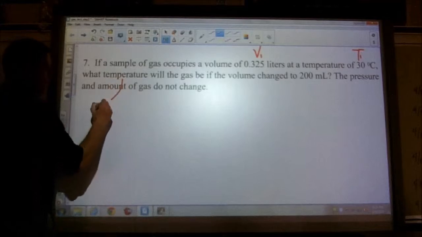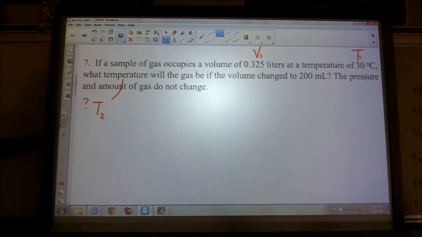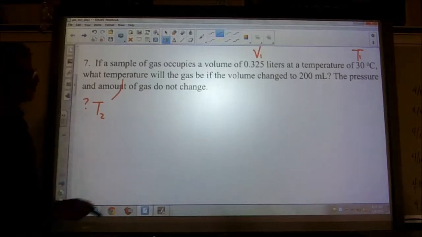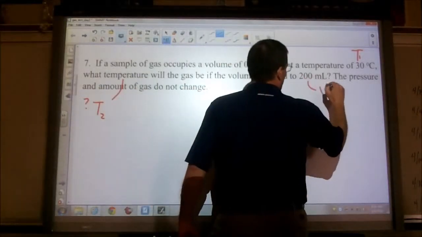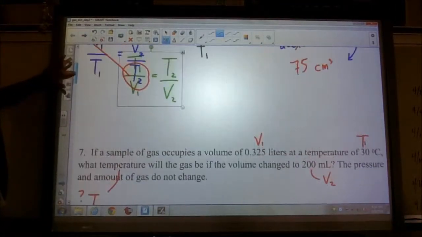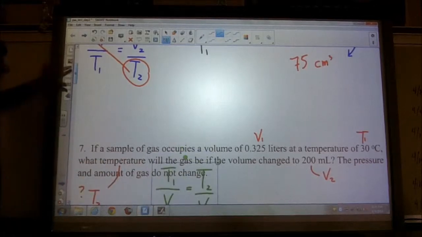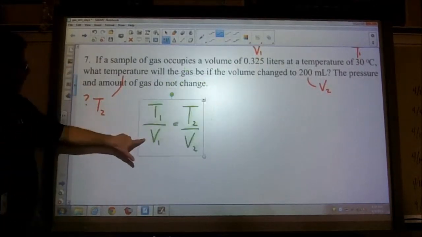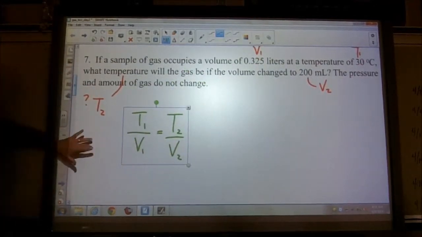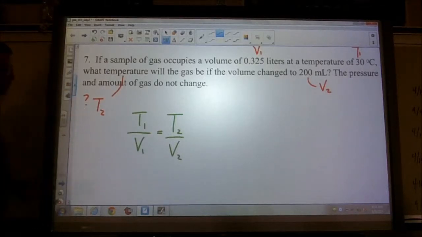What temperature, T2, will the gas be if the volume is changed to 200 milliliters? So there's V2. So we do need that equation, don't we? So let's bring you back down. We will use this equation versus the other one because we're looking for T2.